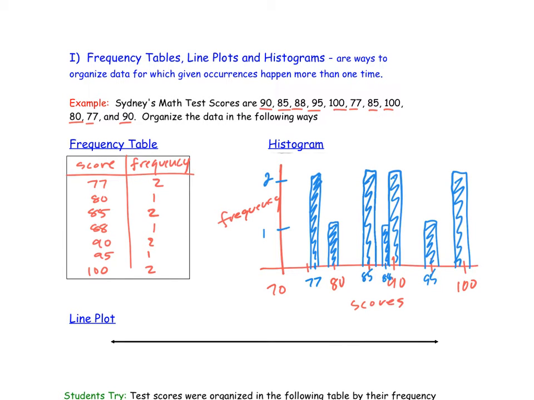When you put it in bar graph form, you can see the frequency happens a lot around here in the middle, between 85, 88, and 90. Most of the scores, 5 out of the scores, happen between 85 and 90. So it's kind of where most of the scores lie.